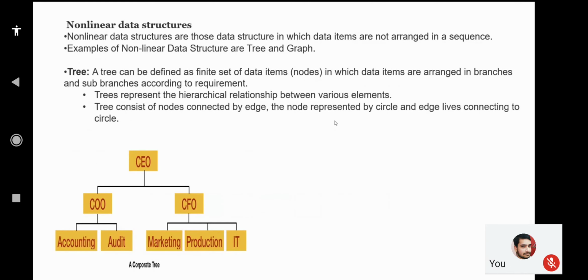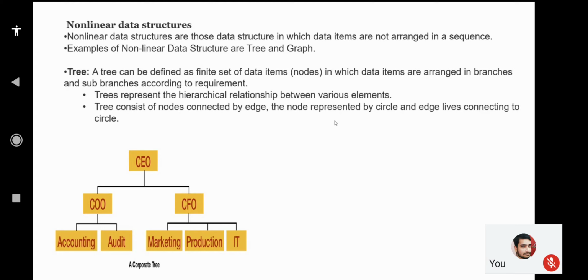Next, nonlinear data structure. Today I just give the overview. Examples of nonlinear data structure are tree and graph. Now, the question is very interesting, and sometimes the interviewer asks it in an interview: what is the difference between linear data structure and nonlinear data structure? The students basically give examples. The examples of linear data structure are stack and queue. The examples of nonlinear data structure are tree and graph.